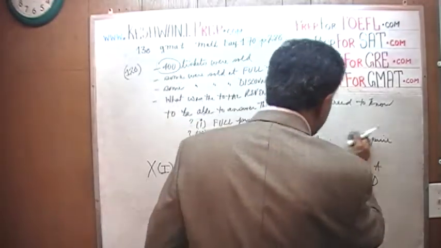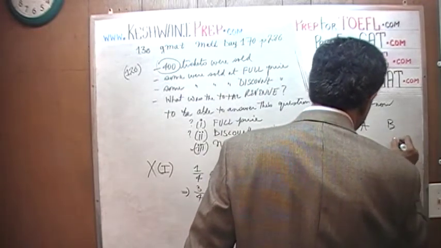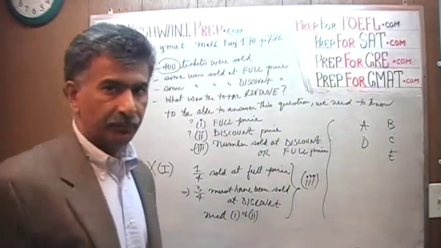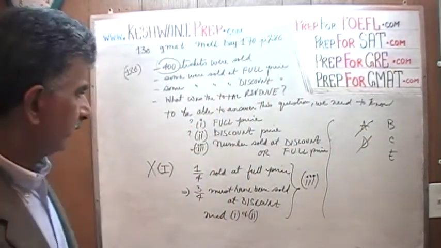Since the first statement by itself does not do the job, therefore we know the answer cannot be A or D. It would have to be either B, C or E. Let's look at the second statement.